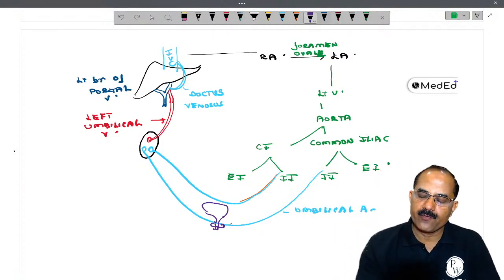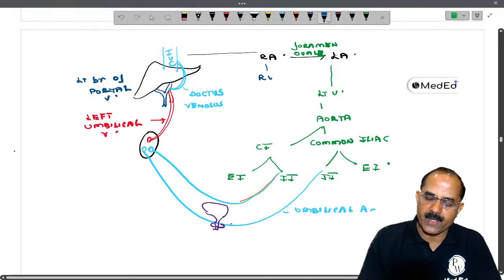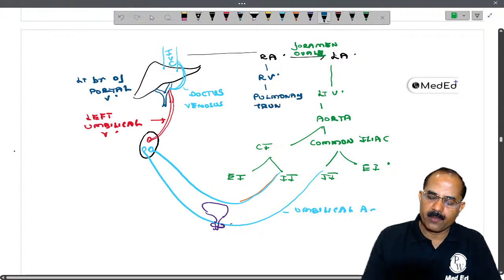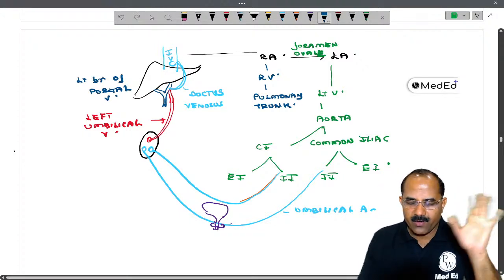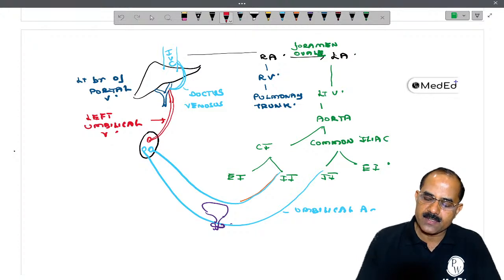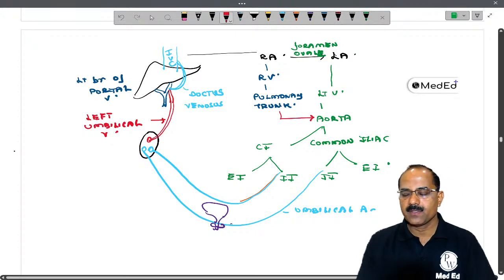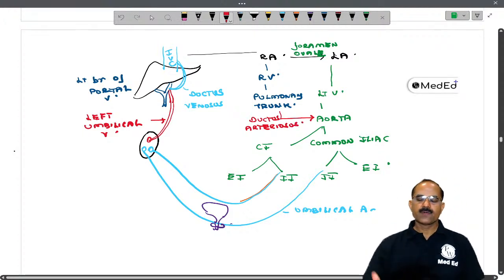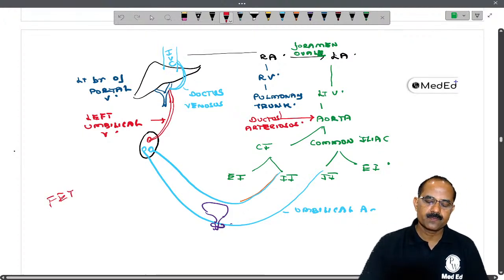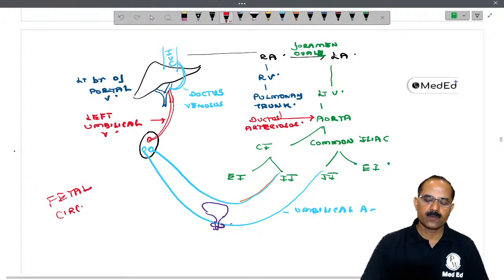Suppose blood from the right atrium, अगर राइट वेंट्रिकल में गया, राइट वेंट्रिकल से ये जाएगा पल्मोनरी ट्रंक में, है ना? It will go to the pulmonary trunk and from the pulmonary trunk it will go to the lungs, but the lungs are not functioning, correct? The lungs are not functioning, so the blood should not go to the lungs. There's a bypass here from the pulmonary trunk to the aorta, and this bypass is known as the ductus arteriosus. What is this, bachcho? This is the fetal circulation.